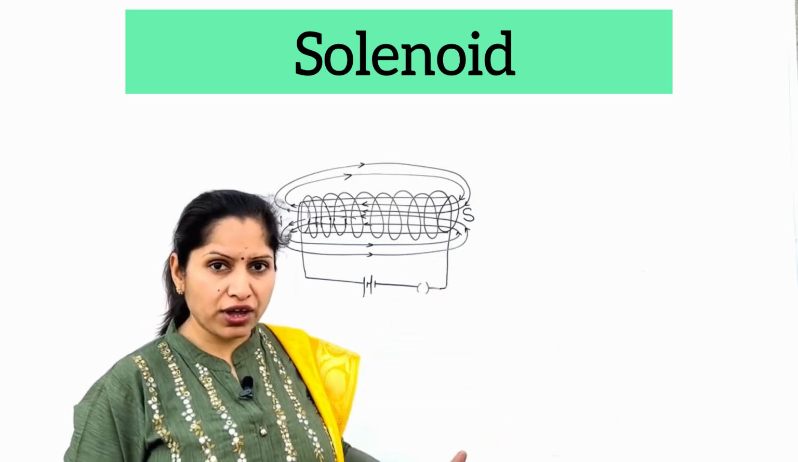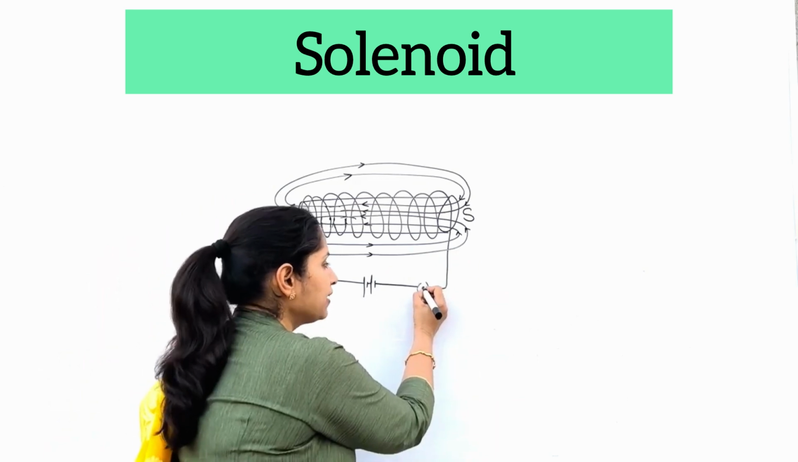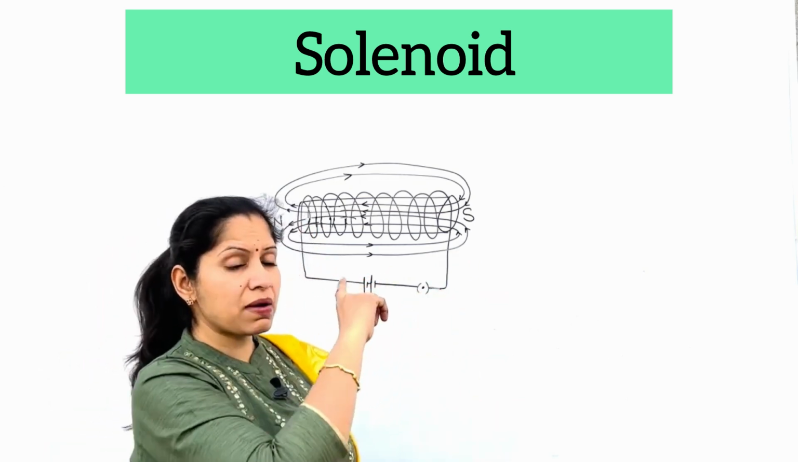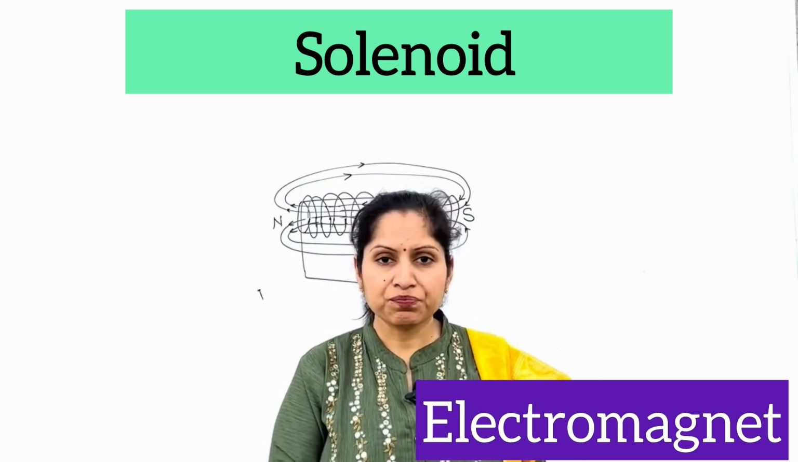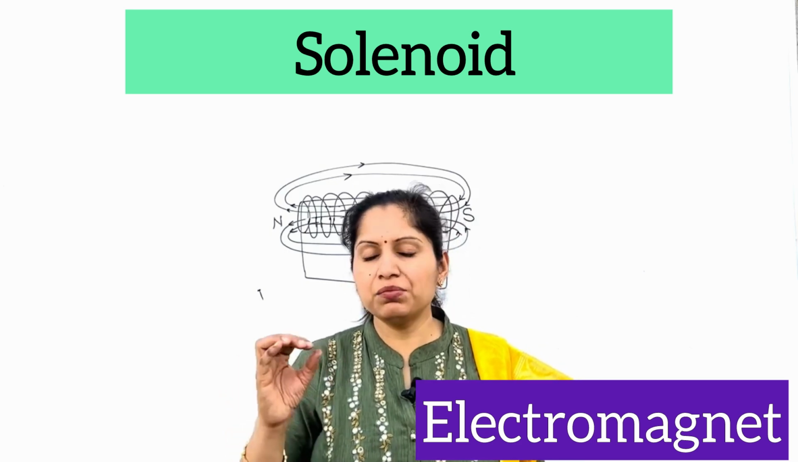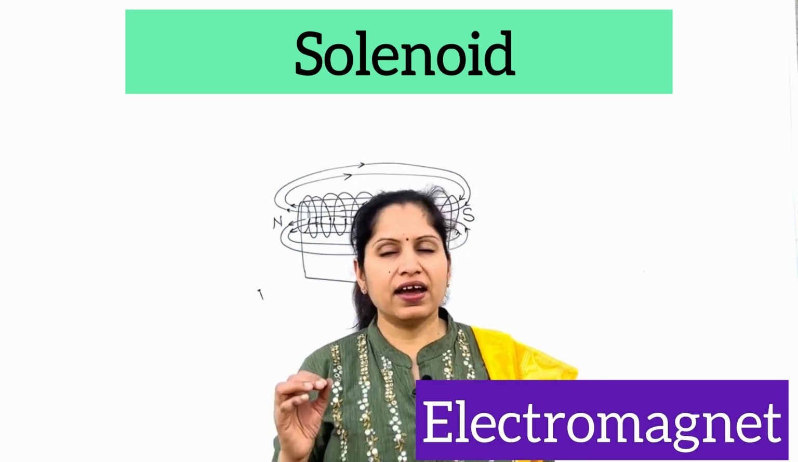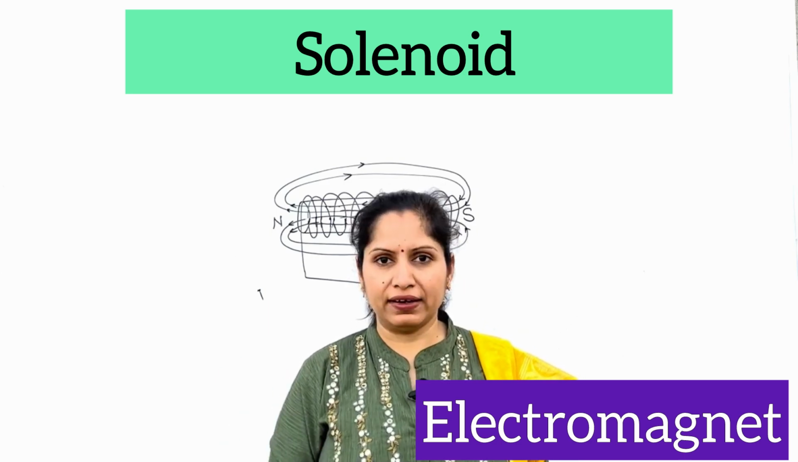Such a piece of soft iron which behaves like a magnet only in presence of this magnetic field, such a magnet is known as an electromagnet. Means it was behaving like a magnet in presence of electric current only. And such a magnet is known as electromagnet.